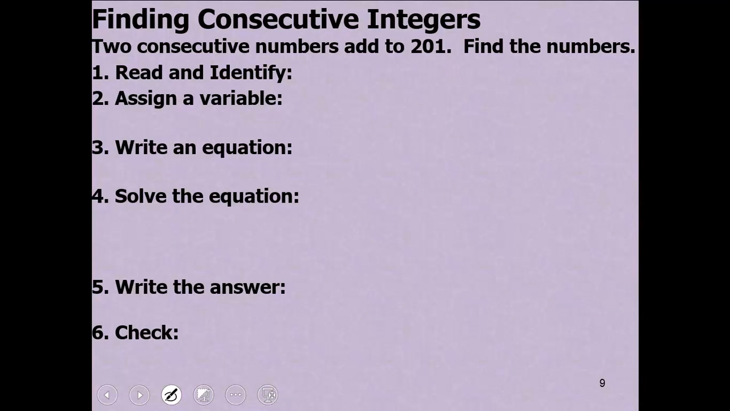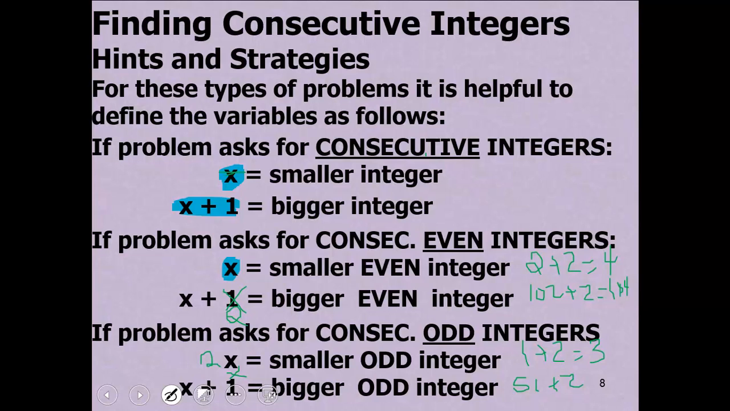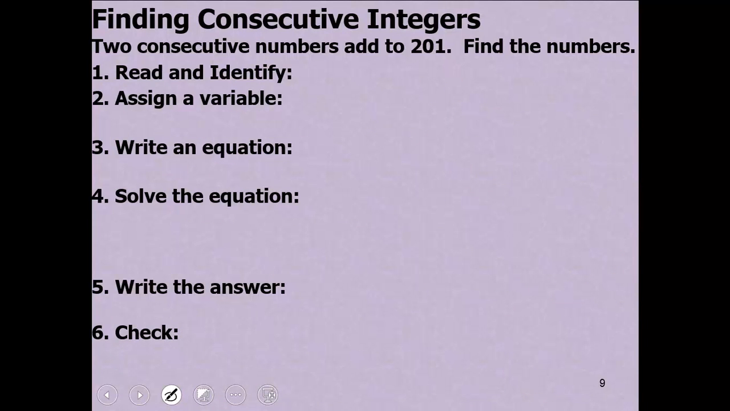Let's try and work one of these. 2 consecutive numbers add to 201. All right, consecutive. We're going to use this first example. How do I define my variables? x and x plus 1. Now read and identify. I want to find 2 consecutive integers, or numbers. In this case, they have to be integers. And I'm going to assign a variable. I'm going to let x equal the smaller and x plus 1 equal the larger.